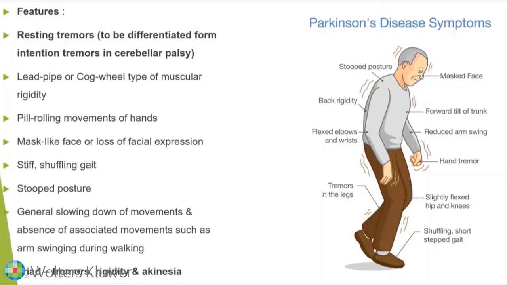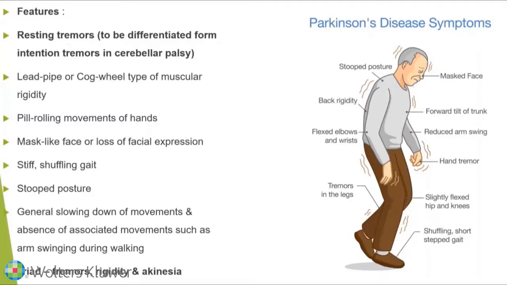Only when he wants to perform an activity or pick up an object, he has tremors, intention tremors. Whereas a Parkinsonism patient, even when he's at rest, presents with tremors. That's why it is known as resting tremors. He also presents with lead pipe or cogwheel type of muscular rigidity.